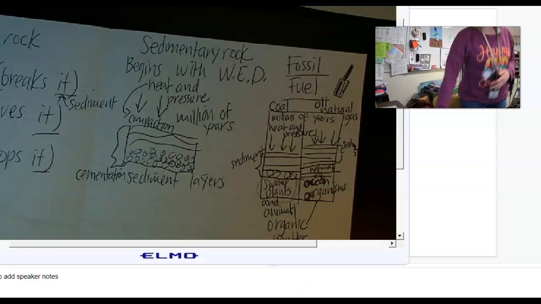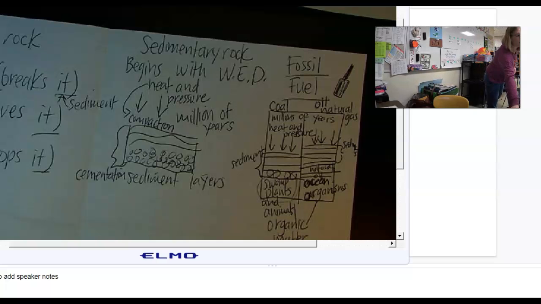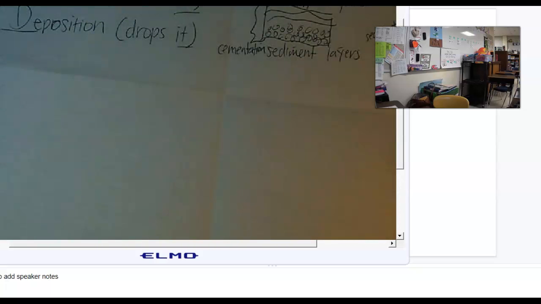Let's go back to our foldable. Now go to the next box. If you already used the other box, that's okay. You just keep following along, please. So you're going to put reflection.